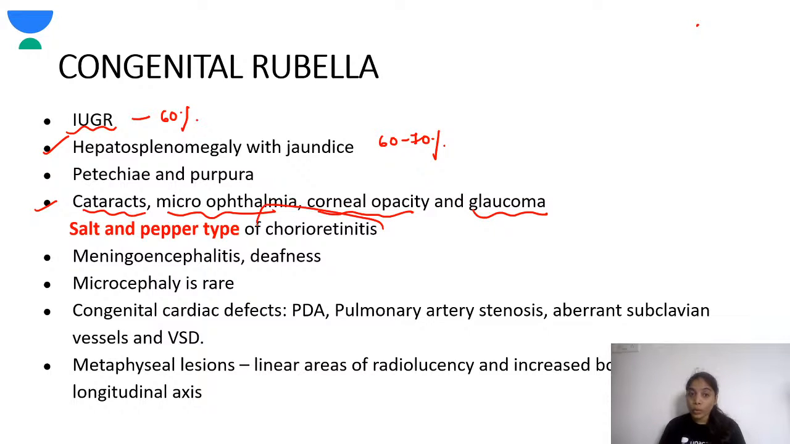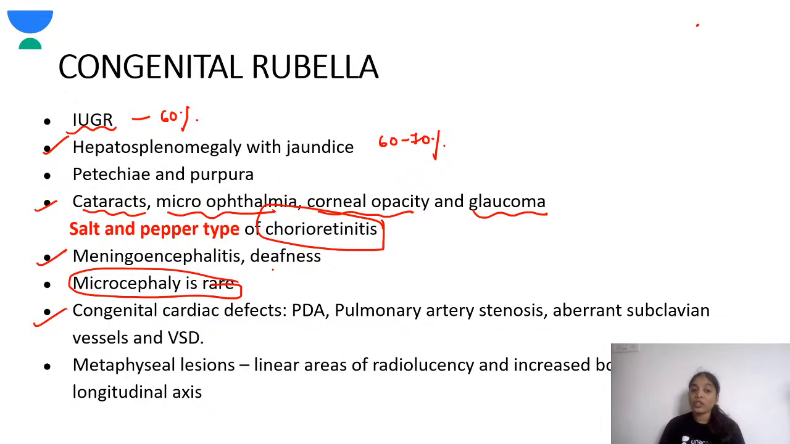The chorioretinitis has a salt and pepper type of picture. So remember, in congenital rubella, the chorioretinitis picture has a salt and pepper appearance. These children can eventually have meningoencephalitis, and they can have deafness. Microcephaly can be there, but it is rare.